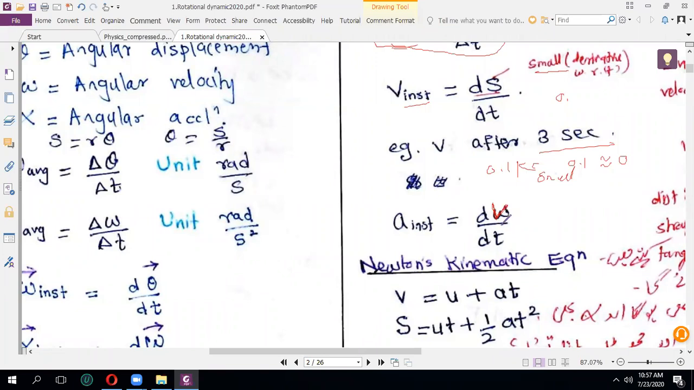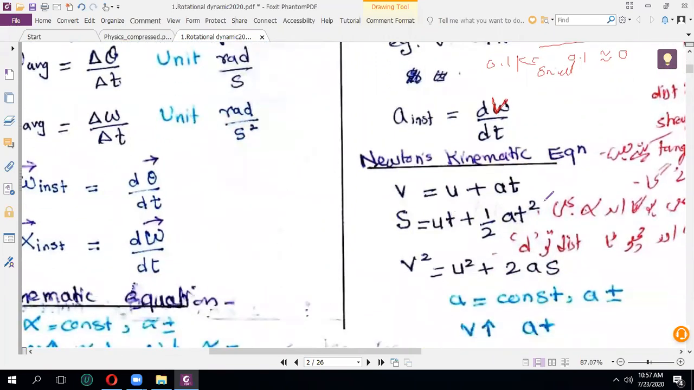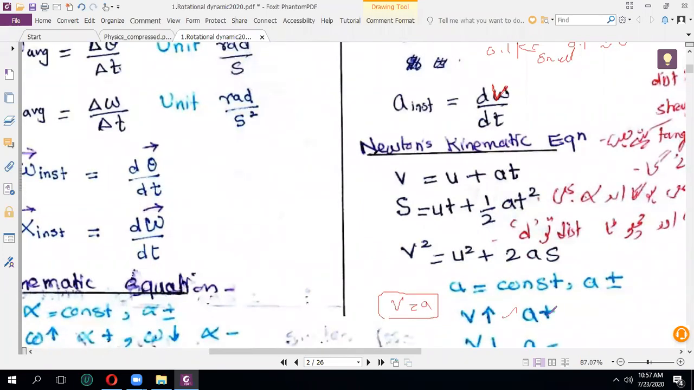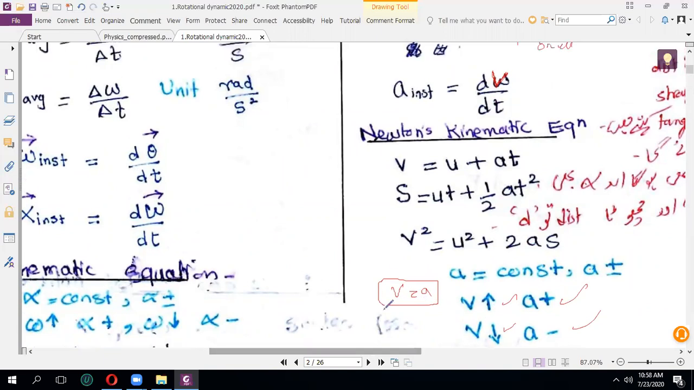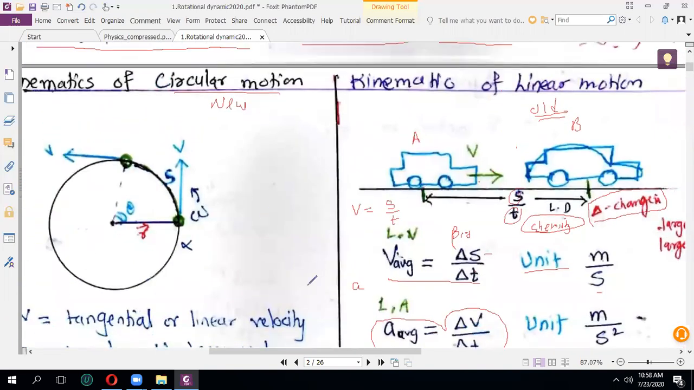Okay. Now the Newton kinematic equations. We know the three kinematic equations. We already studied them in class 10, class 9, and class 8. v is equal to u plus at. s is equal to ut plus half at square, and v square is equal to u square plus 2as. And what we know, velocity and acceleration are parallel to each other. If velocity increases, acceleration also increases. If velocity decreases, acceleration also decreases. Because our acceleration depends on the change in velocity. Okay. If you understand the linear part, you can easily understand the circular part.